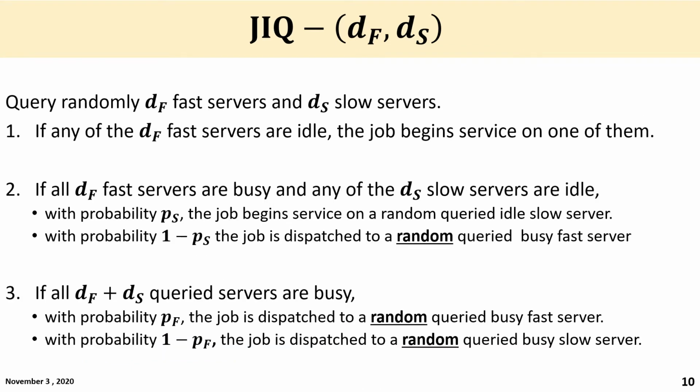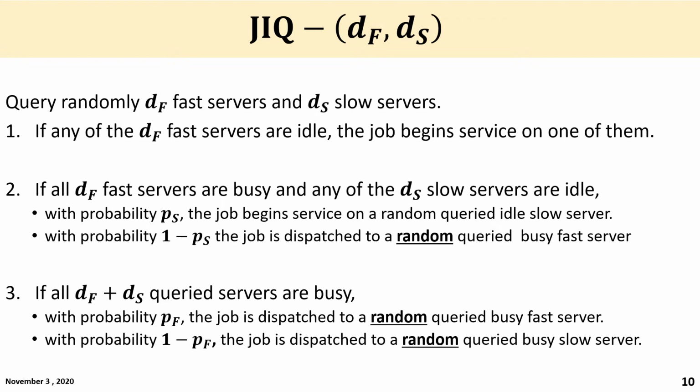We have now completed defining the join the idle queue DF-DS policy, and will move to the join the shortest queue DF-DS policy. The join the shortest queue DF-DS policy will differ from the join the idle queue DF-DS policy only at instances when the dispatcher decides to send the job to a busy server.